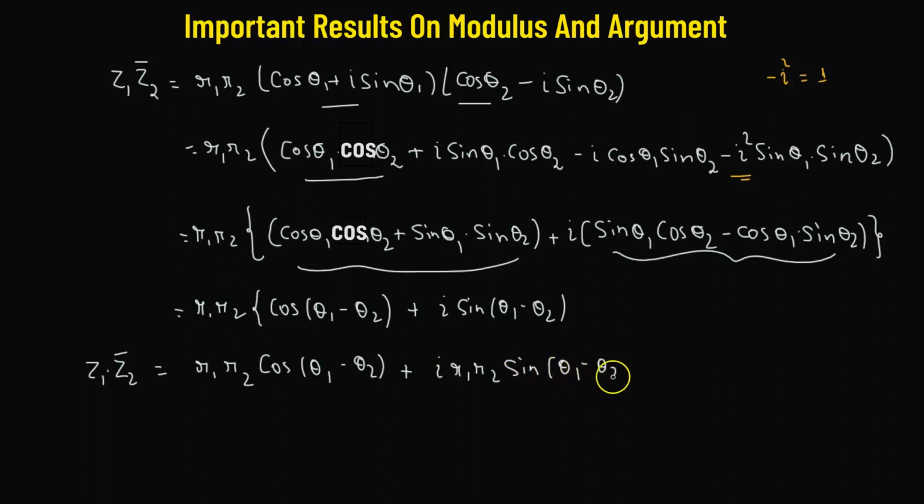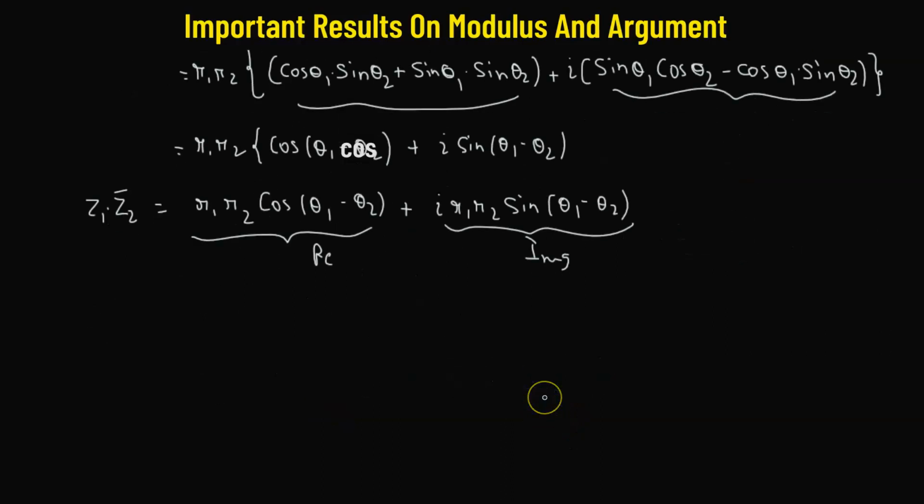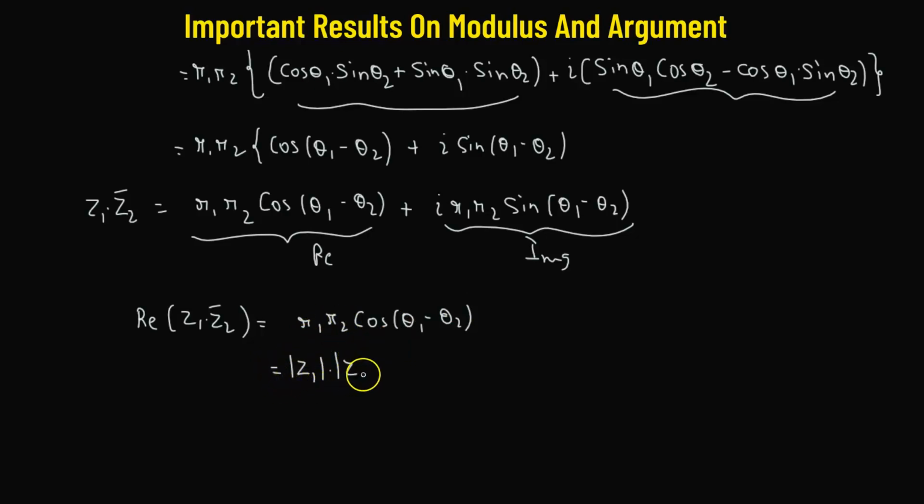What we'll do, we'll only consider the real part. So this is the real part and this is our imaginary part. So what we'll do, we'll consider only the real part. So we have real part of z1 times z2 bar. So that will be equal to r1 times r2 times cosine of theta 1 minus theta 2. We can replace the value of r1 with absolute value of z1 and r2 with absolute value of z2. So this will get multiplied to cosine of theta 1 minus theta 2. So this is the value of the real part of the product of the two complex numbers z1 and z2 conjugate.